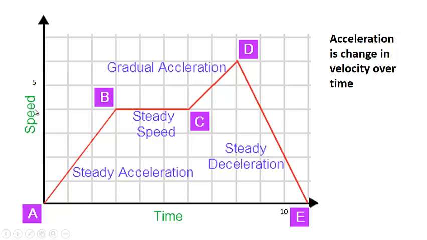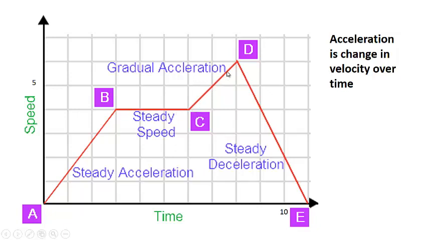So when we see a straight line in the forward direction, like we do in section A right here from A to B, this means that it has steady acceleration. So that means that it's accelerating in a very steady way. When you see a horizontal line, what that means is that the speed is staying exactly the same. So that would mean that you are on cruise control. So your speed is staying exactly the same even though time is passing.